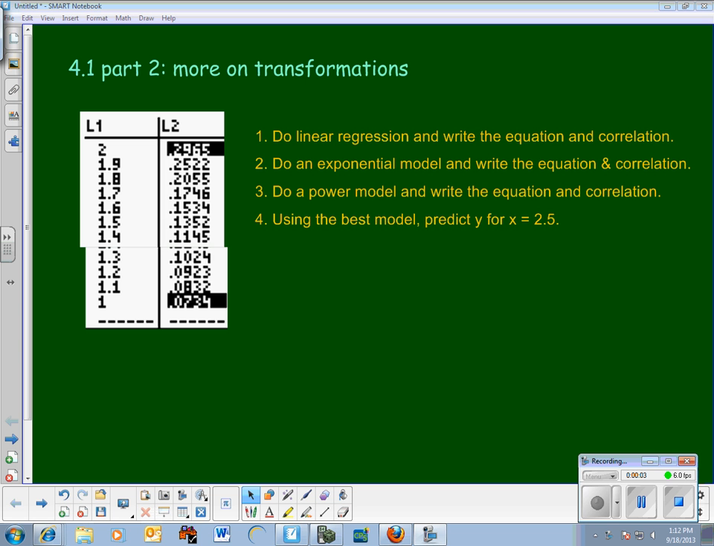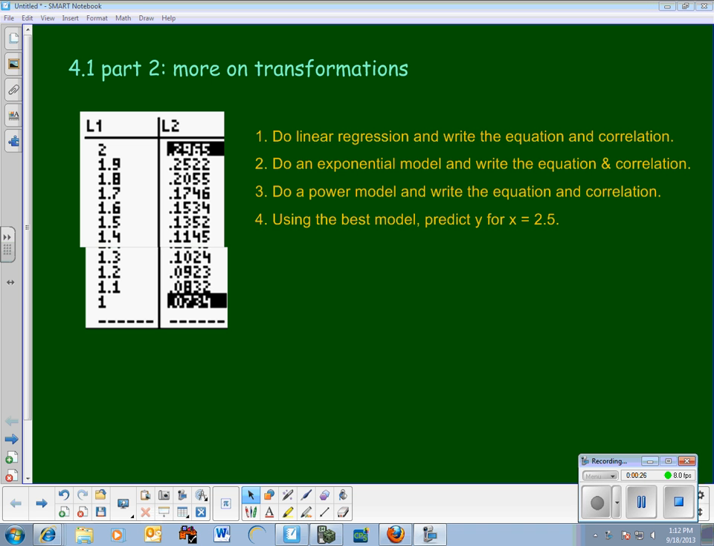Okay, the purpose of this video is just to strengthen our skills on this transformation stuff. We're talking about data that is not in a linear pattern, and we're going to focus on one of two ways to fix that. We're either going to log y, which is exponential, or we're going to log both, and that's called power. So what I'm going to suggest as you watch this is to pause your video and try to answer these 4 questions.